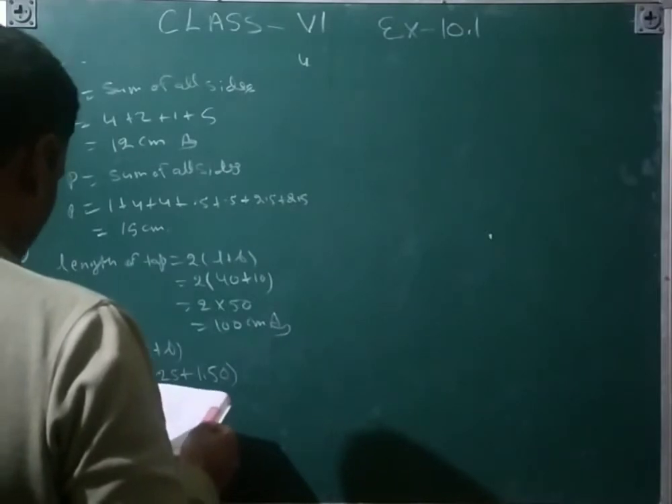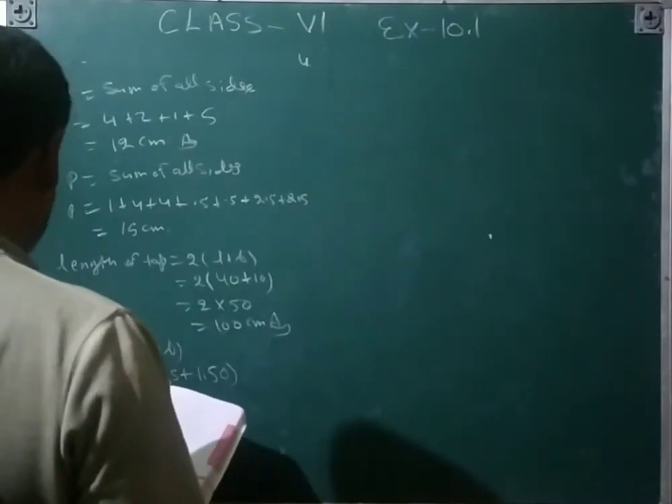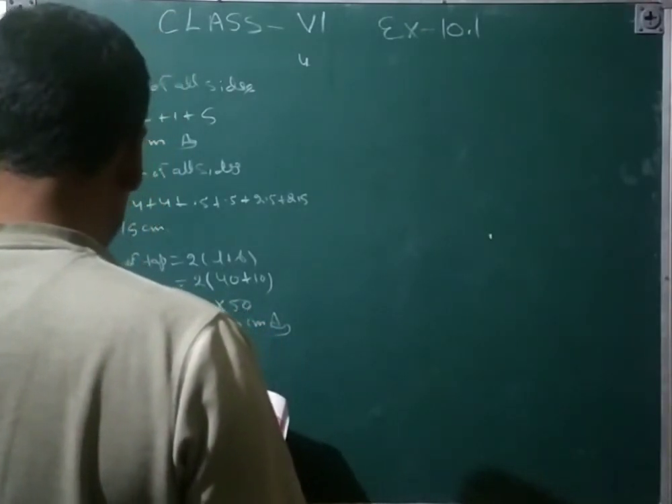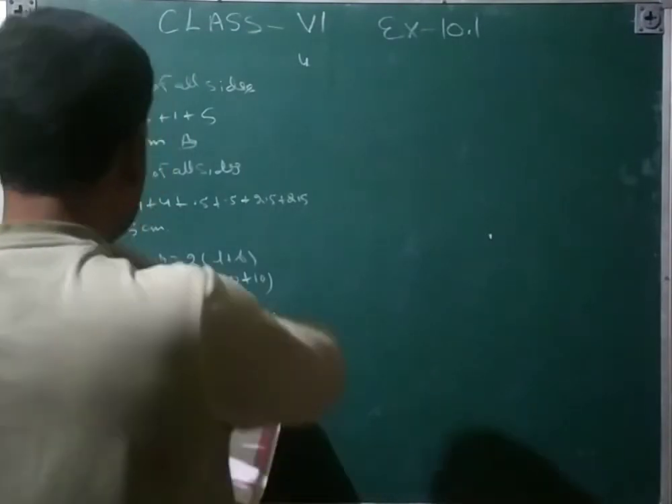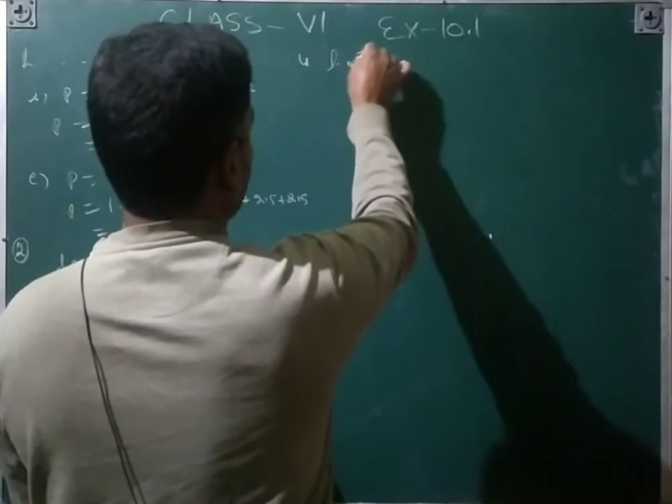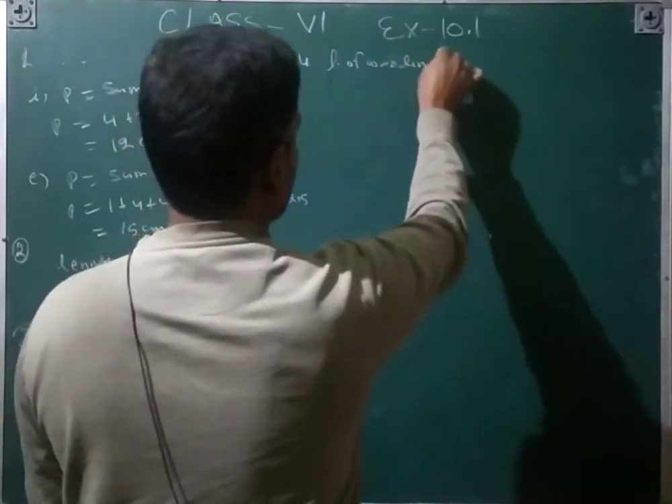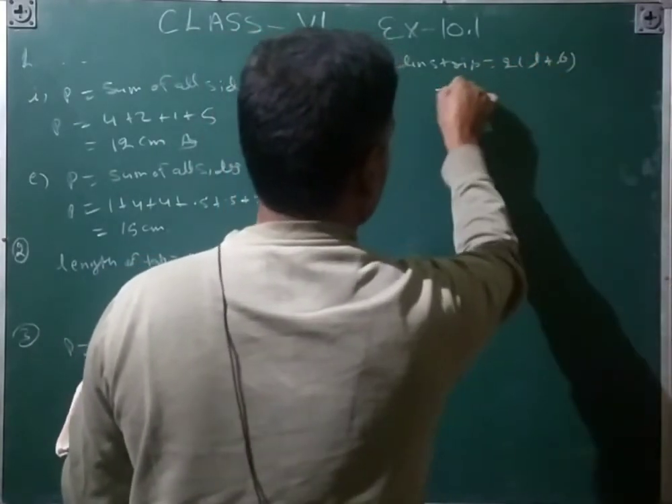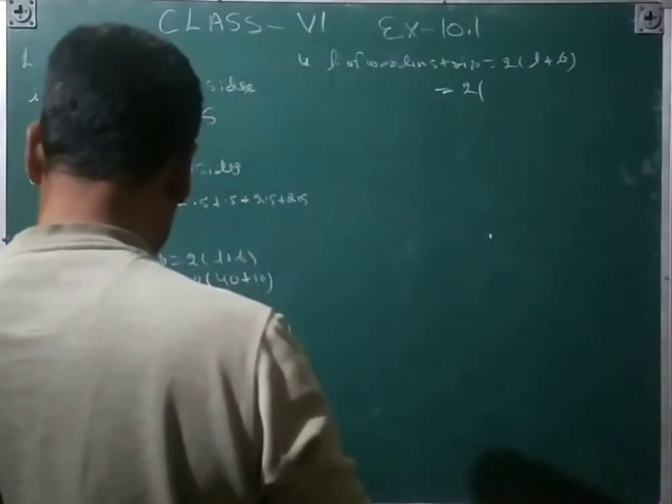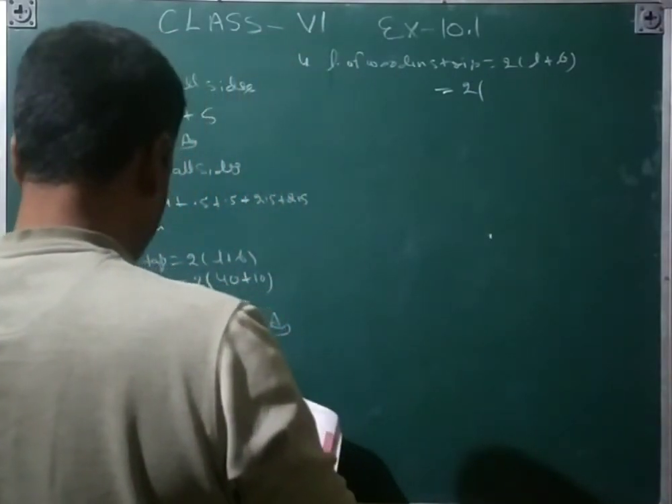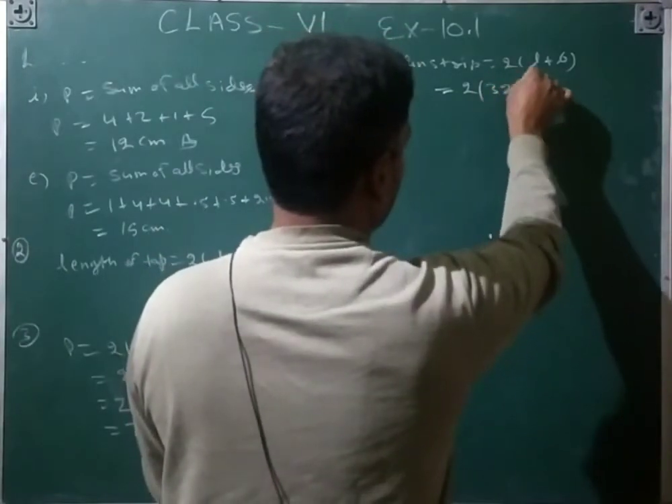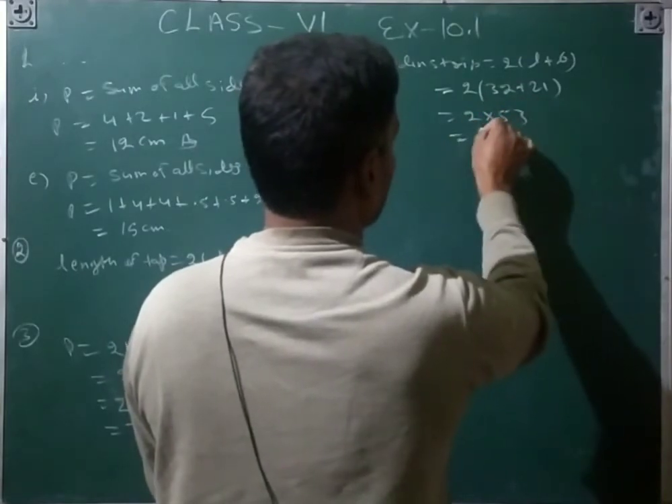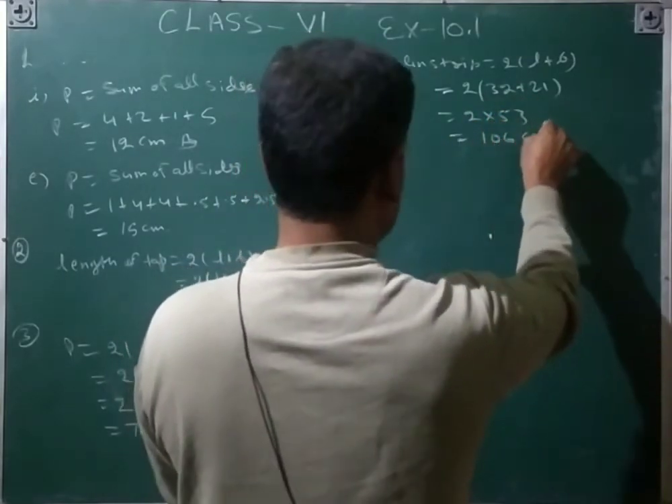Now the fourth question: what is the length of the wooden strip required to frame a photograph of this length and breadth? So the length of wooden strip is equal to 2 bracket L plus B. Given 32 plus 21, so that is 2 into 53. It means 106 centimeter is the answer.